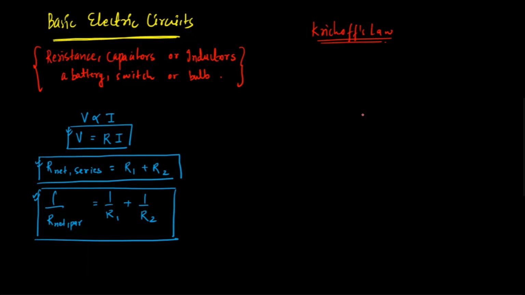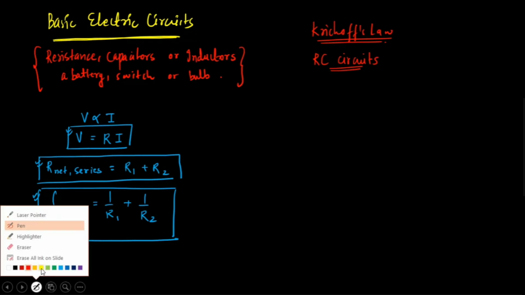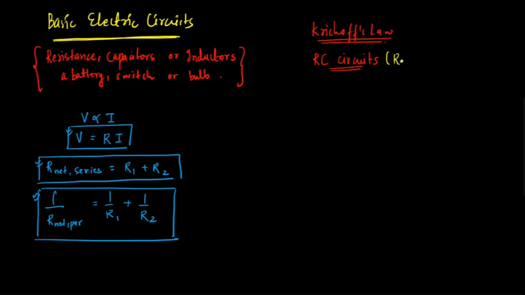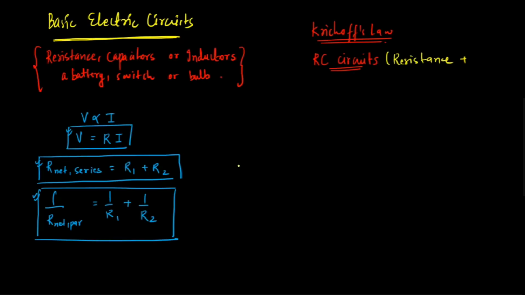Apart from this, we'll talk about some special type of circuits, and here we are going to talk about the RC circuit. Now, what does this RC circuit mean? An RC circuit means basically a circuit which contains two components. One component is resistance, and the other is a capacitor. So this is a special type of circuit that we also have to talk about.